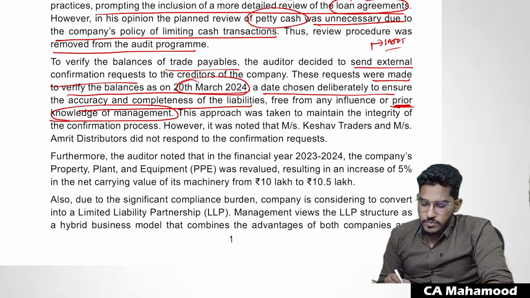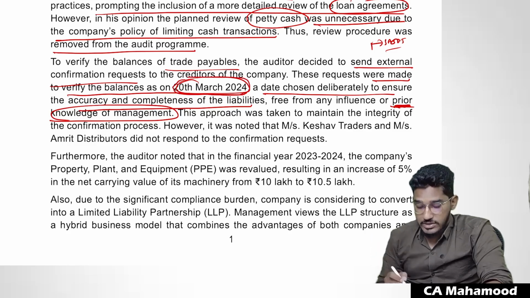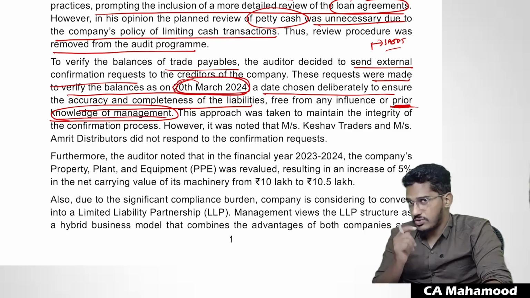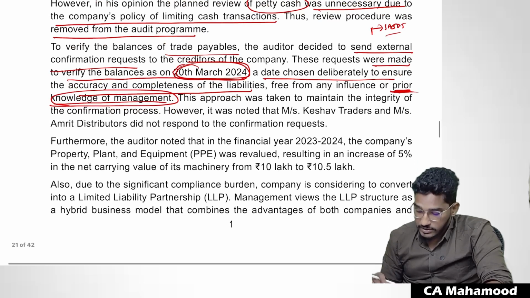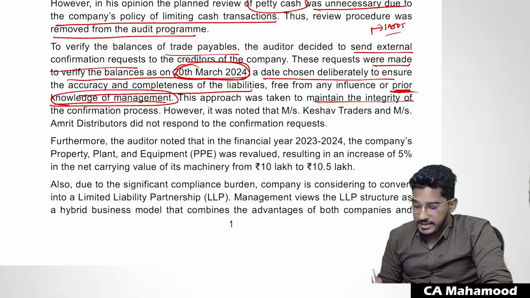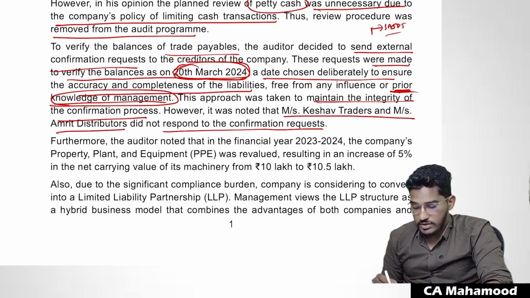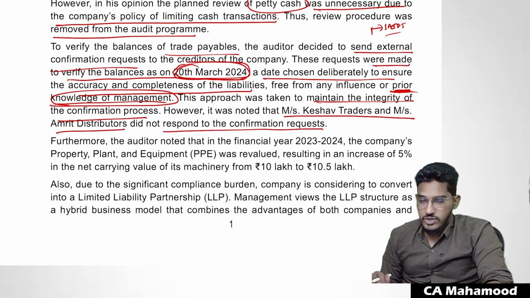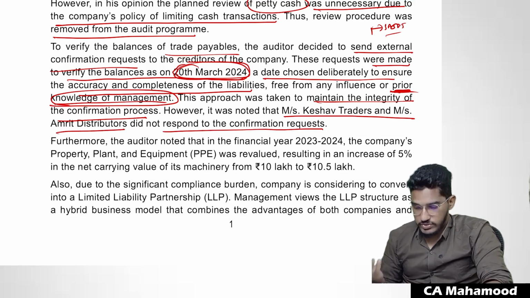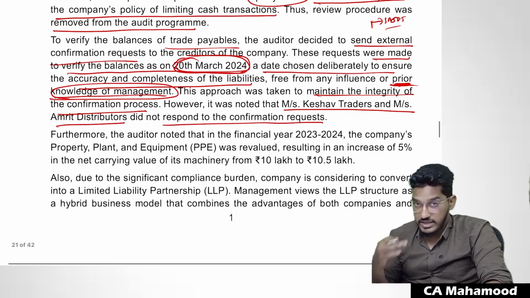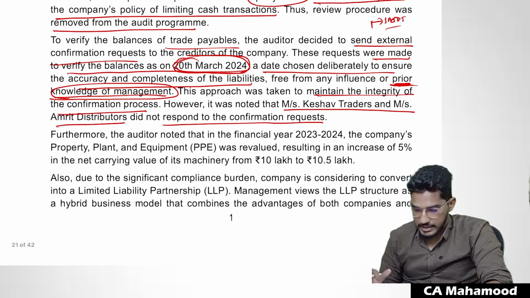Clear? So there is no problem with regard to sending the confirmation, asking for the balance as on that 20th of March, but without prior consultation of the management, this is not a good thing. This approach was taken to maintain the integrity of the confirmation process. However, it was noted that Keshav traders and Amit distributors did not respond to the confirmation request. So you have to definitely consult with the management before you send the confirmation request. So why this importance also I have told you in the regular class.